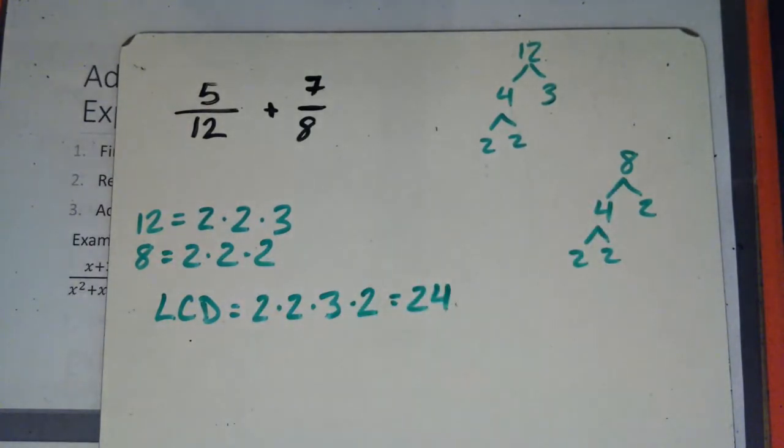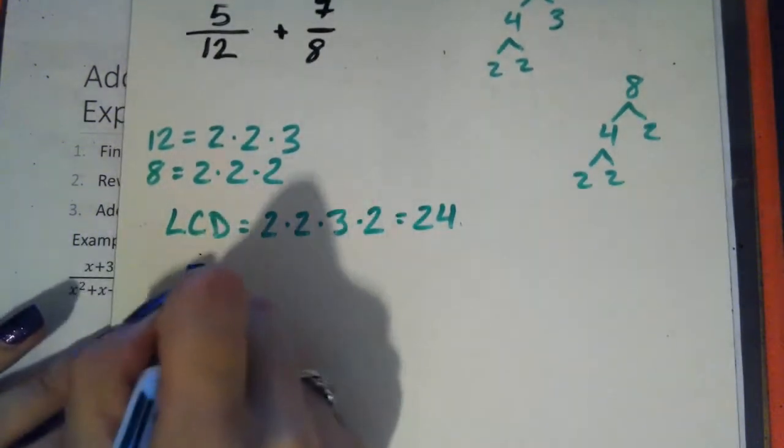Yes, we could have gotten there by saying what is the smallest number divisible by 12 and 8, and that works for fractions, but when we're working with rational expressions, that might not be so clear. So now that we know our least common denominator is 24, we need to get both of our fractions to have a denominator of 24.